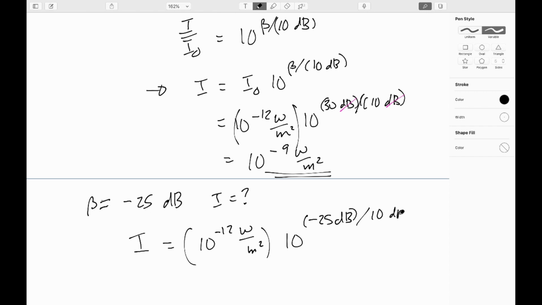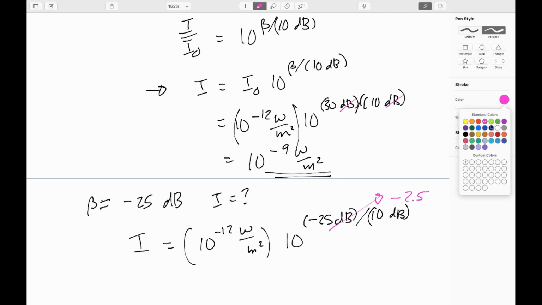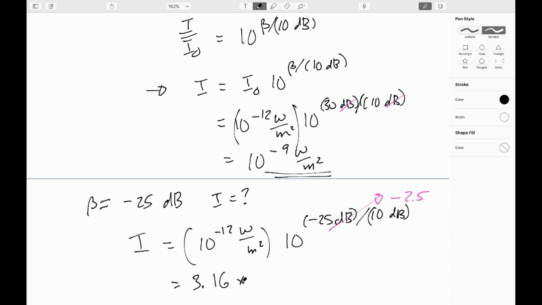over 10 dB. So this will work out to be, now we are taking 10 and raising it to the negative 2.5 power. To access that in your calculator, that won't be the EXP key on your calculator. It'll be the 10 to the X key. So if we do that and multiply it by 10 to the negative 12 watts per square meter, you should get 3.16 times 10 to the negative 15 watts per square meter.